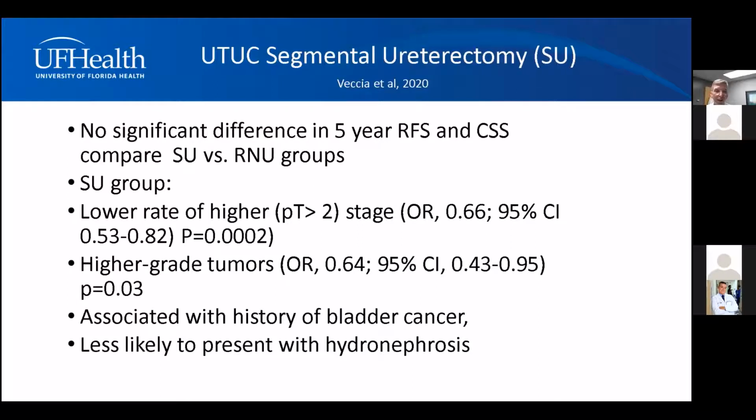In addition to no significant difference in 5-year relapse-free survival and cancer-specific survival, the segmental ureterectomy group had a lower rate of higher stage. So there were more lower stage tumors in this study. But higher grade tumors were more significant. It was associated with a history of bladder cancer, and these ureters, which were operated on in segmental ureterectomy, were less likely to have hydronephrosis.